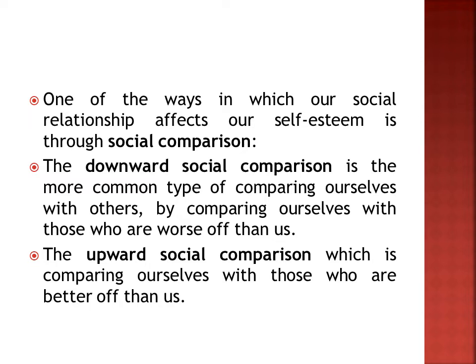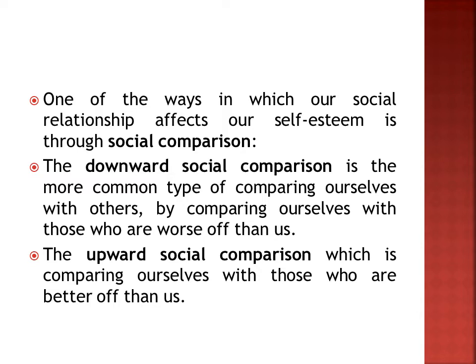So in here, we tend to compare ourselves to those individuals who are worse than us. That's why it's called downward: we are comparing ourselves to those who are worse off than us. And then let's go now to the upward. The upward social comparison is comparing ourselves with those who are better off than us. So in downward comparison, we compare ourselves to those who are worse off, and in upward social comparison, we compare ourselves to those who are better than us.